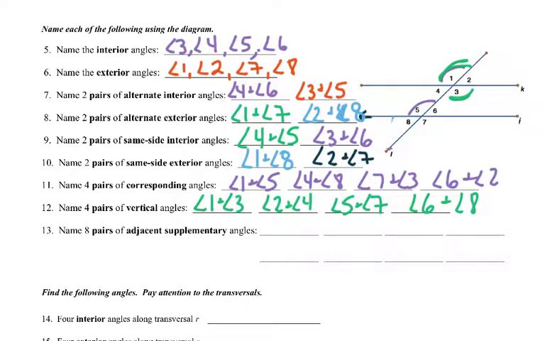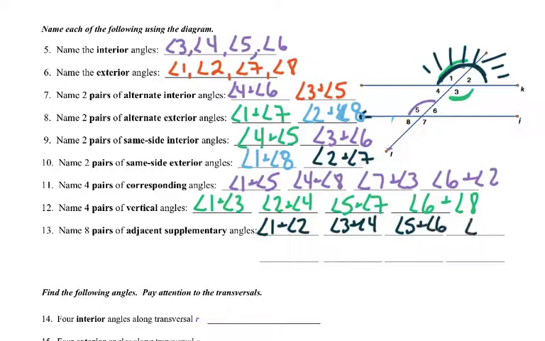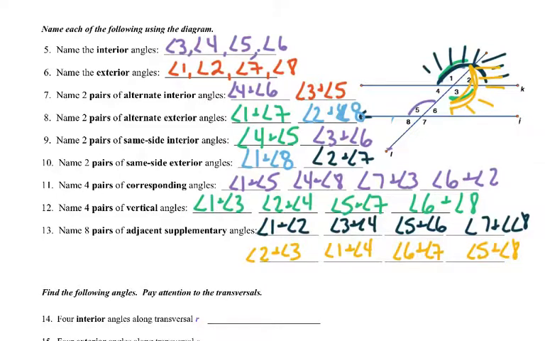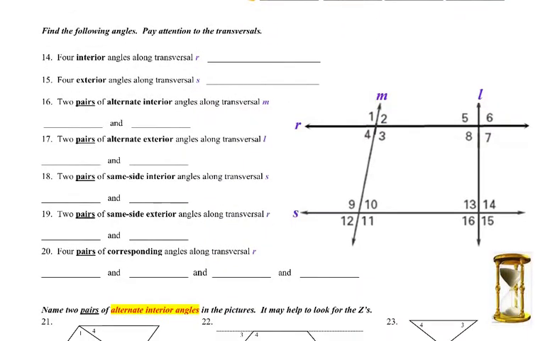And then, of course, we have so many adjacent supplementary. Those are our sunrise, sunset angles that make a straight line. So this would be angle 1 and angle 2, angle 3 and angle 4, angle 5 and angle 6, and angle 7 and angle 8, looking at it one way. And then if we look at it another way, we kind of see sunrises and sunsets this way. That would be angle 2 and angle 3, angle 1 and angle 4, angle 6 and angle 7, angle 5 and angle 8. Sunrise, sunset. That's kind of all the angles. Now we just would say like specific ones.